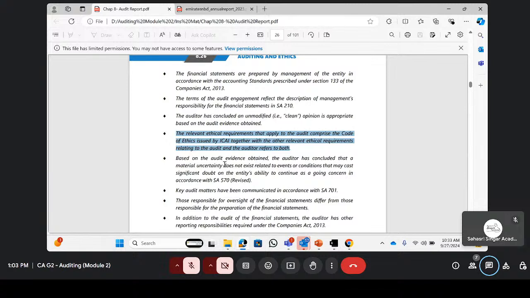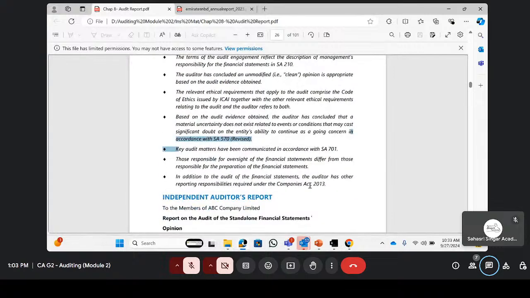Because they use the words "does not exist", be very cautious. They didn't say that uncertainty is existing. If it is existing, then you have to mention it in the report, as it might impact the going concern. Okay. Then key audit matters, as a separate heading, you have to give. Then, those responsible for the oversight of the financials may differ from those responsible for the preparation of the financial statements. In addition to the audit, the auditor has other responsibilities also, recorded on the company side. This is the most important thing, where it says about it.